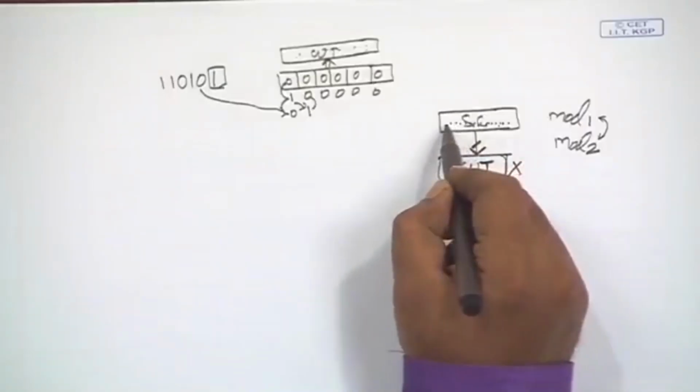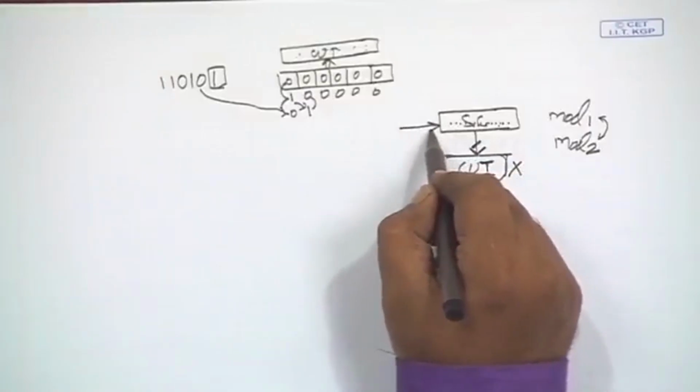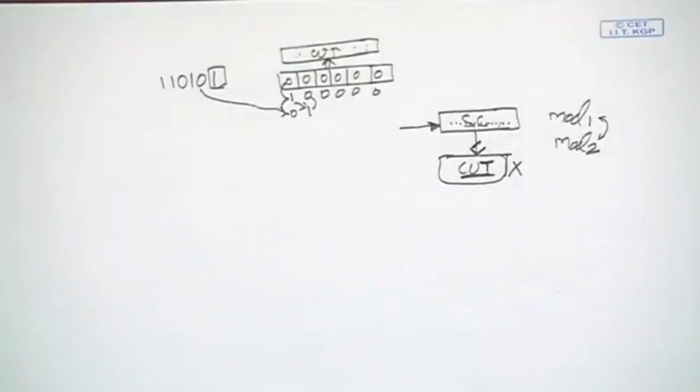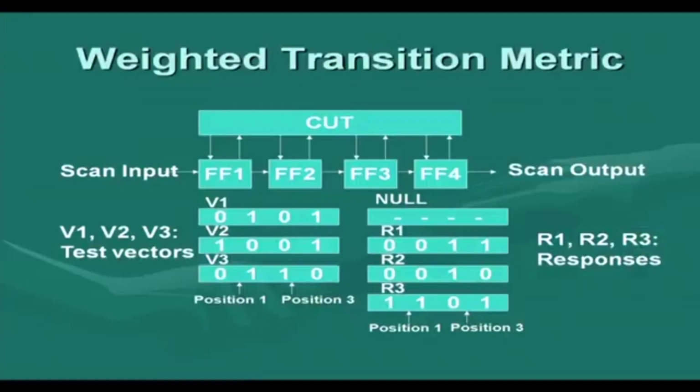You can just compute how many transitions are occurring in this scan chain when I am shifting in the pattern or shifting out the previous response. That is what is going to be measured, and that is known as the weighted transition metric.